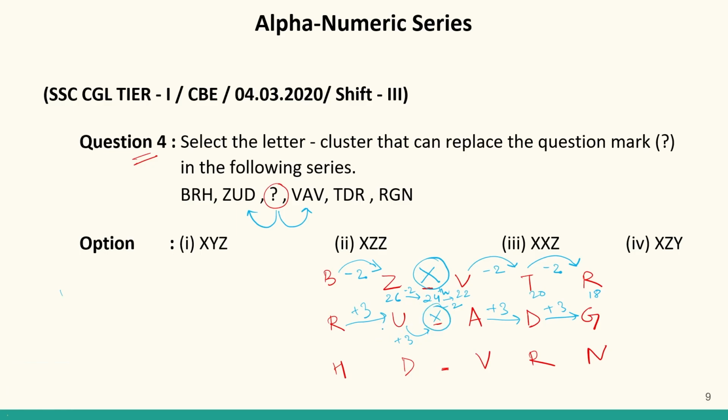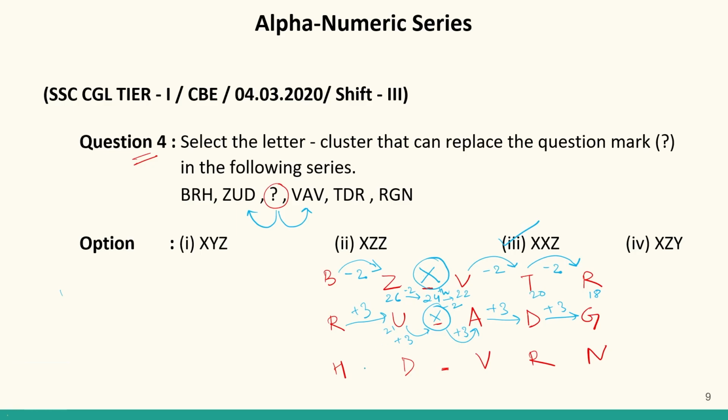Why? Because U is positioned at 21 and X is positioned at 24. And from X, if we have to go 3 positions forward, we will go back to A. Y, Z, and then the loop will start. So A, 3 positions, right? So the second term will also be X. I can see only one option with double X, so third will be our answer, right?